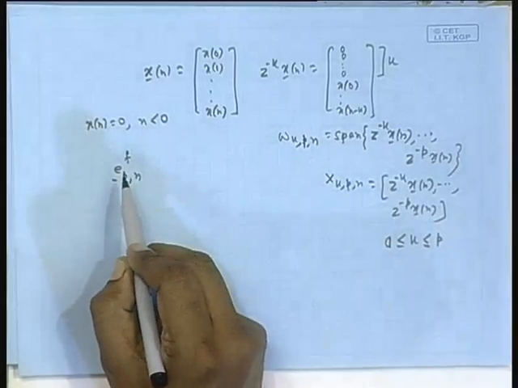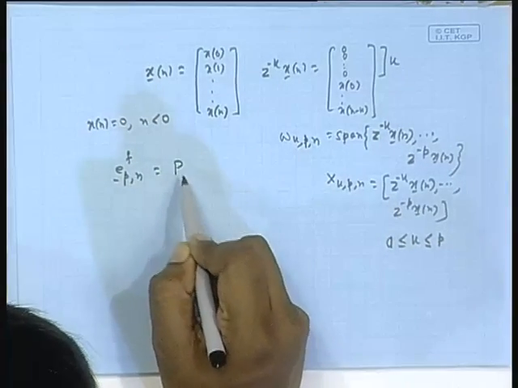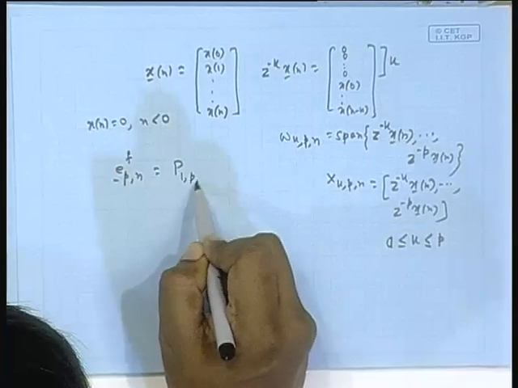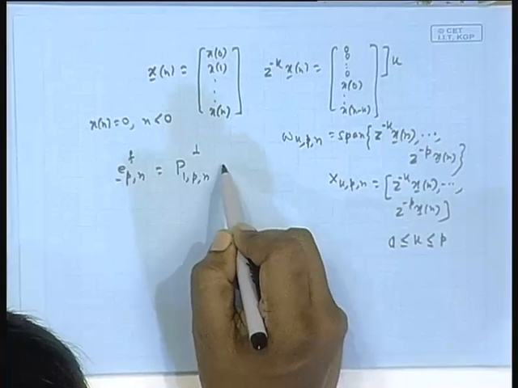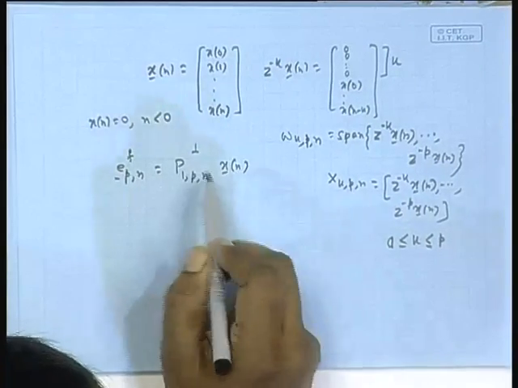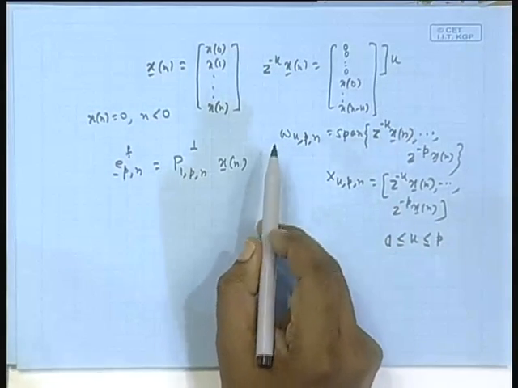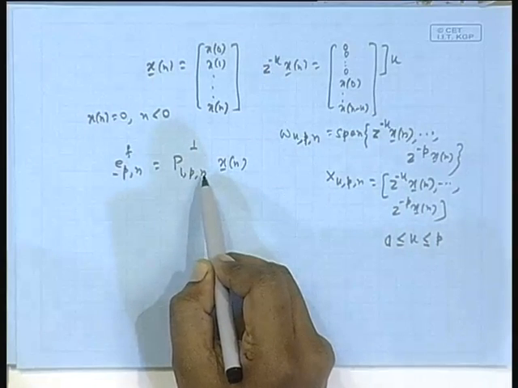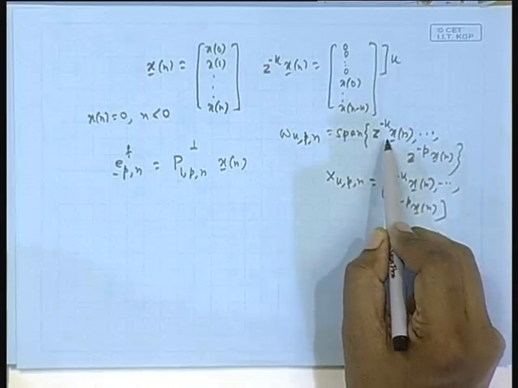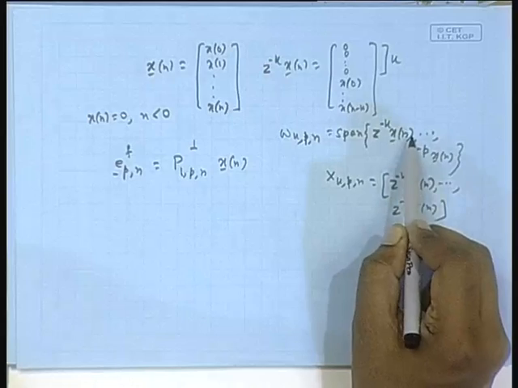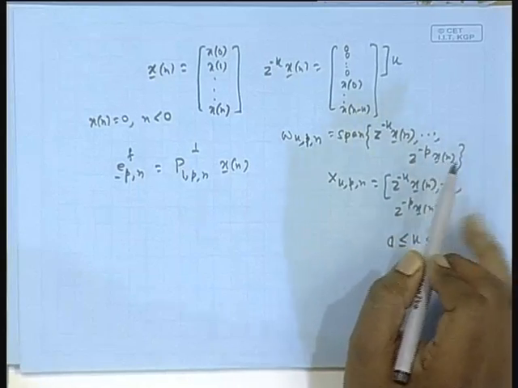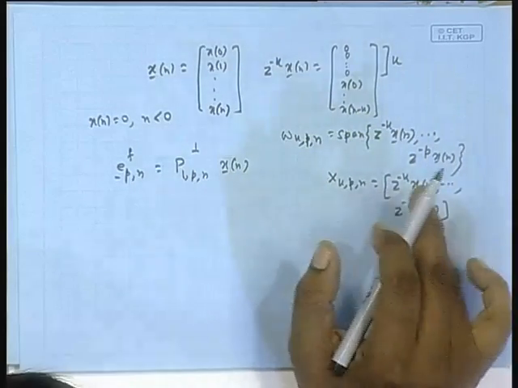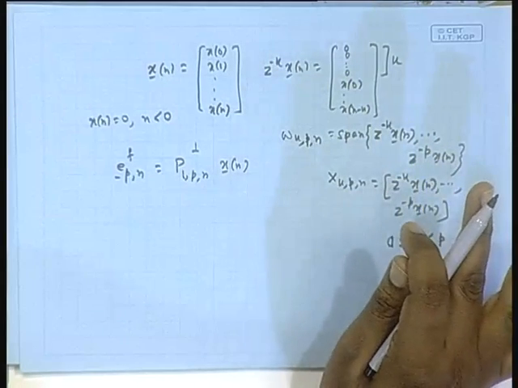The forward prediction error vector is what? It is P 1 comma p comma n perpendicular applied to x n. What does it mean? You take the subspace W 1 comma p comma n, that is the space spanned by z inverse x n, z inverse 2 x n, dot dot dot, z inverse p x n. On that you project x n orthogonally, take the error.